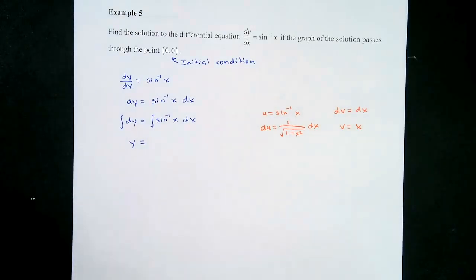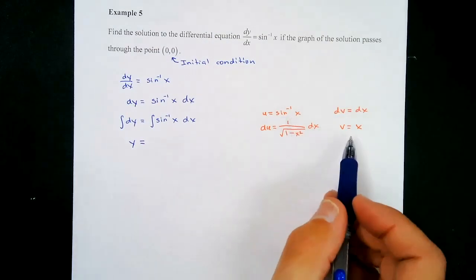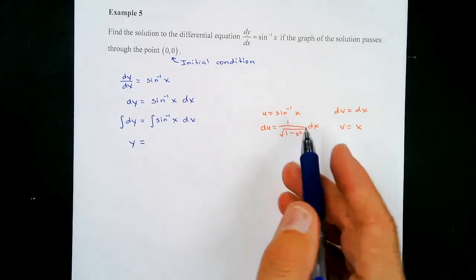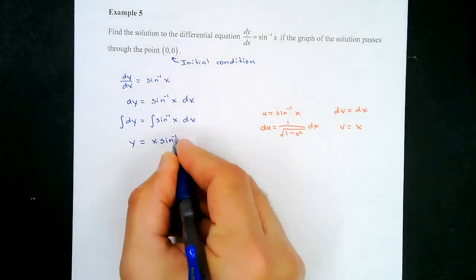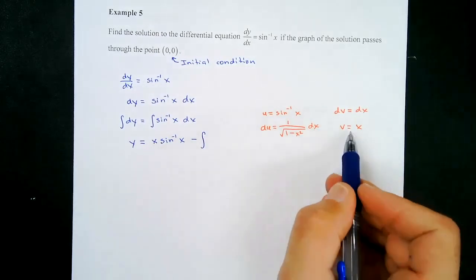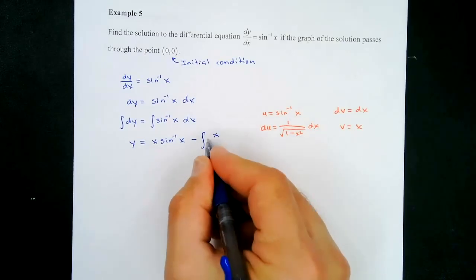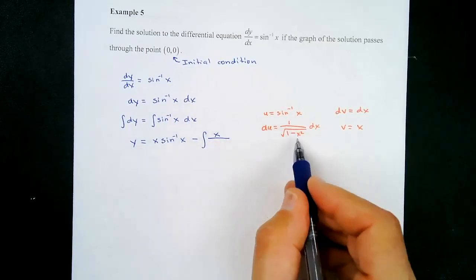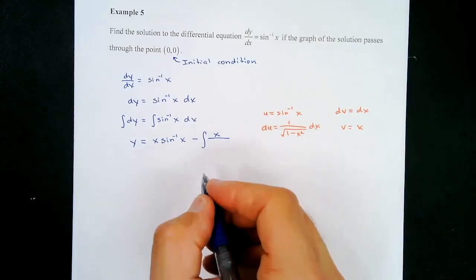All right, so, ultraviolet voodoo, right? So u times v, so it'd be x sine inverse of x minus the integral of v du. So if I multiply these, this would give me x over the square root of 1 minus x squared, or I'm going to write this as 1 minus x squared to the 1/2.